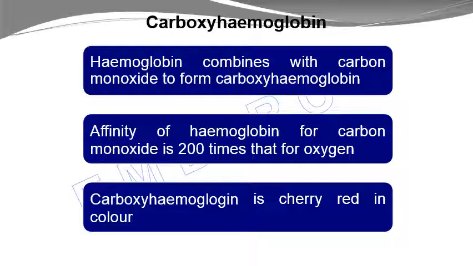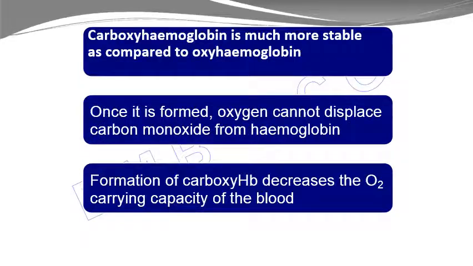Now, the structure of carboxyhemoglobin is much more stable compared to oxyhemoglobin. Once carboxyhemoglobin is formed, that is, when carbon monoxide has bound to the hemoglobin, it becomes very difficult to separate them. And as carboxyhemoglobin is formed, this will also decrease our blood's ability to carry oxygen.